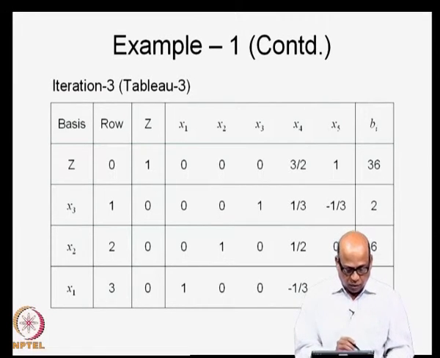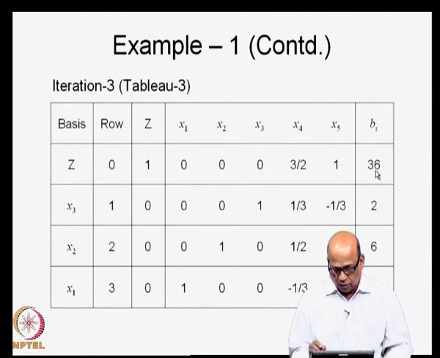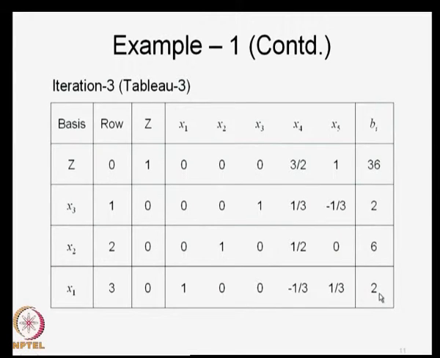And what is the optimal solution? Optimal solution is z is equal to 36. That is the objective function value. X3 is equal to 2, X2 is equal to 6, X1 is equal to 2. This is how you read the optimal solution.